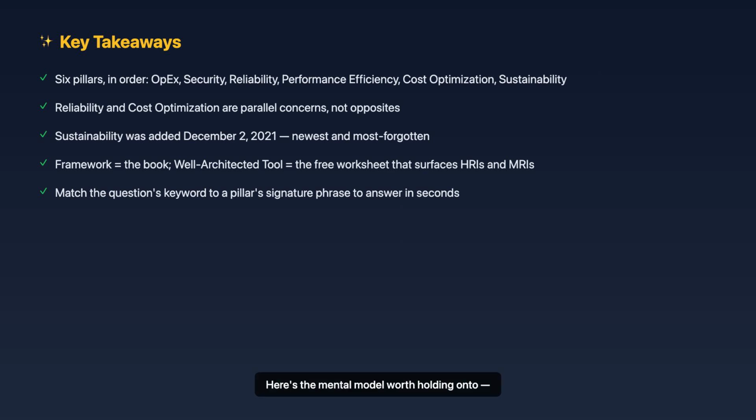Here's the mental model worth holding onto. 6 pillars aren't 6 checklists, they're 6 conversations that good architects have before something breaks. Now let's see how well you absorbed all of this.